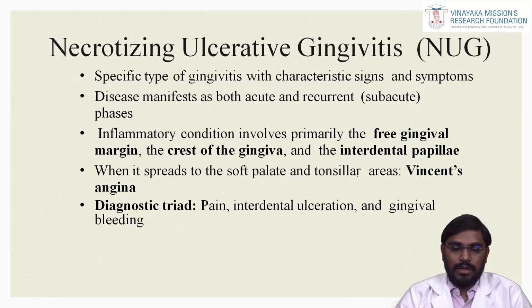Necrotizing ulcerative gingivitis is a specific type of gingivitis with characteristic signs and symptoms, with disease manifestations in both acute and recurrent phases. Inflammatory conditions involve primarily the free gingival margin, the crest of the gingiva, and interdental papillae. When it spreads to the soft palate and tonsillar area, it is called Vincent angina. Diagnostic triad: pain, interdental ulceration, and gingival bleeding. When a patient complains of pain, and you observe interdental ulceration and gingival bleeding, you can come to a provisional diagnosis of necrotizing ulcerative gingivitis.